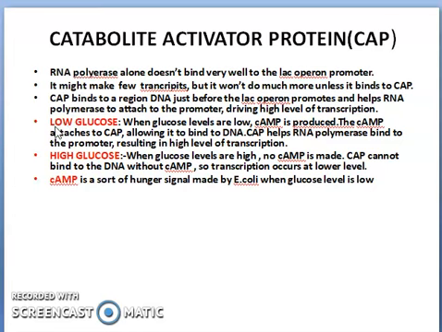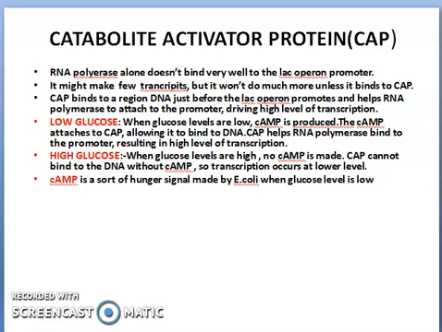What happens in case of low glucose, when the concentration of glucose is low? Here we will see that when glucose levels are low, cAMP is produced. The cAMP attaches to CAP, allowing it to bind to DNA. CAP helps RNA polymerase bind to the promoter, resulting in a high level of transcription. What happens? CAP is in the inactive form. It will be activated with the increase of cAMP.